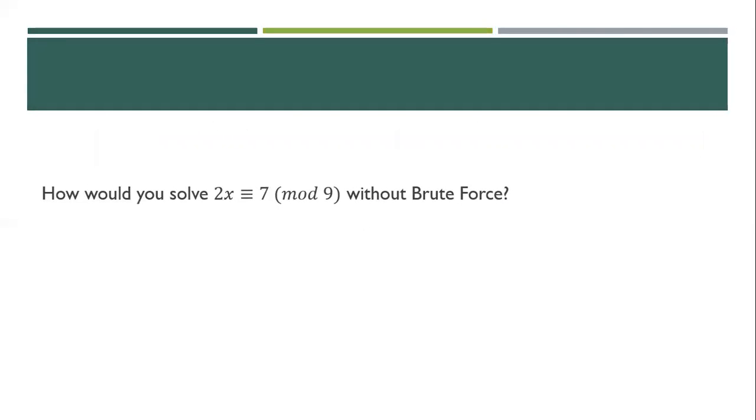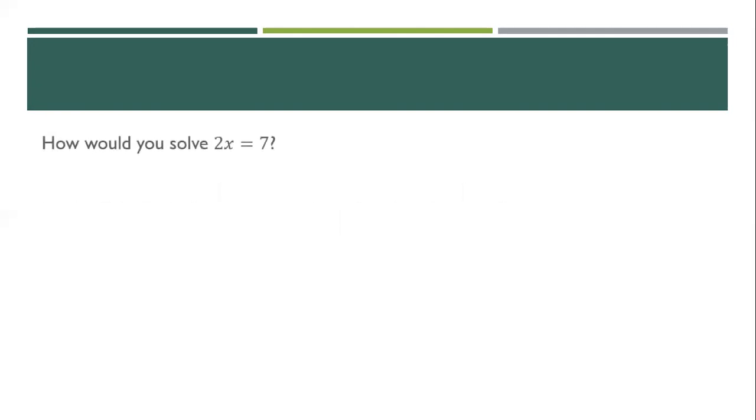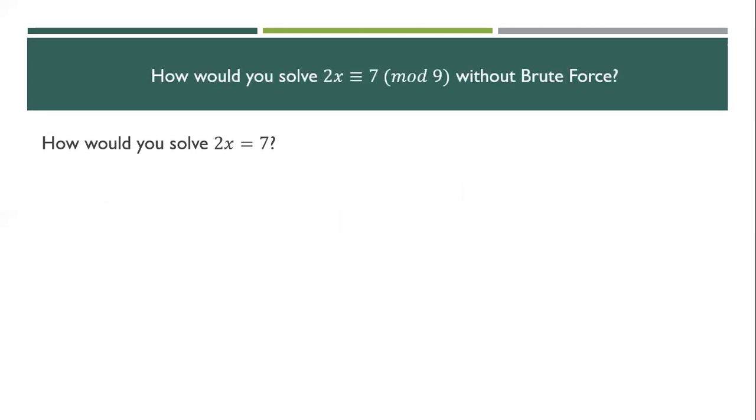So let's return to this. Let's solve 2x equivalent to 7 mod 9. And how can we do this without brute force? Well, let's consider a slightly different question. How would you solve 2x equals 7? Well, for 2x equals 7, probably what came to mind immediately was, we'll divide both sides by 2. But remember that we're trying to relate this technique back to our mod 9 stuff. And in a mod 9 world, where we're moduloing by 9, there is no division.